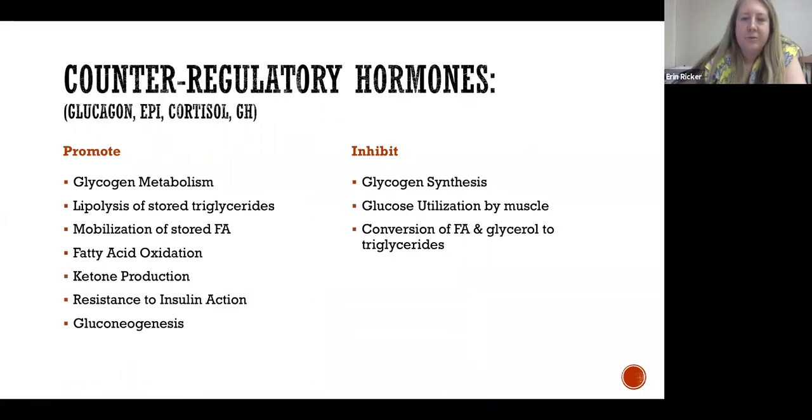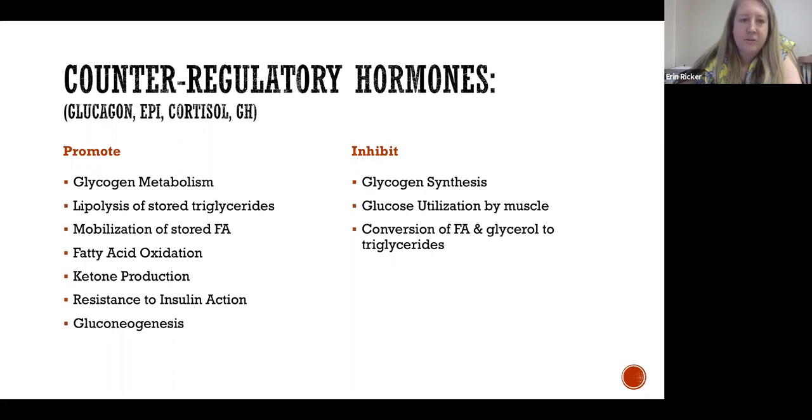So we have counter-regulatory hormones so that we're not constantly always storing glucose. These tend to be glucagon, epinephrine, cortisol, and growth hormone. They help to promote glycogen metabolism, lipolysis of stored triglycerides, mobilization of stored fatty acids, fatty acid oxidation, ketone production, resistance to insulin action, and gluconeogenesis. They inhibit glycogen synthesis, glucose utilization by muscle, conversion of fatty acid to glycerol and triglycerides. So again, it's doing the opposite.